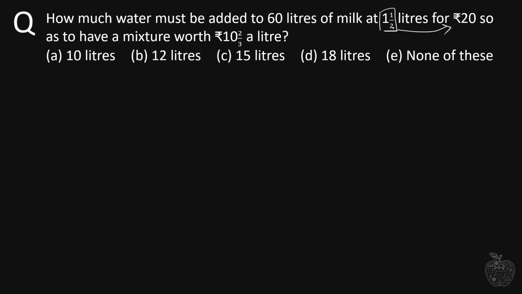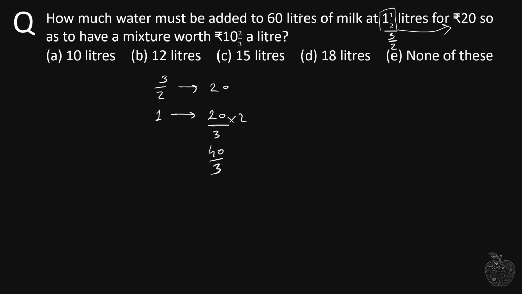So I can say that this is 3/2 liters of milk costing 20 rupees. So what will be the cost price of 1 liter of milk? It will be 20 divided by 3/2, and the 2 will go to the numerator and get multiplied. So we get the price of 1 liter of milk, which is 40/3 rupees per liter.